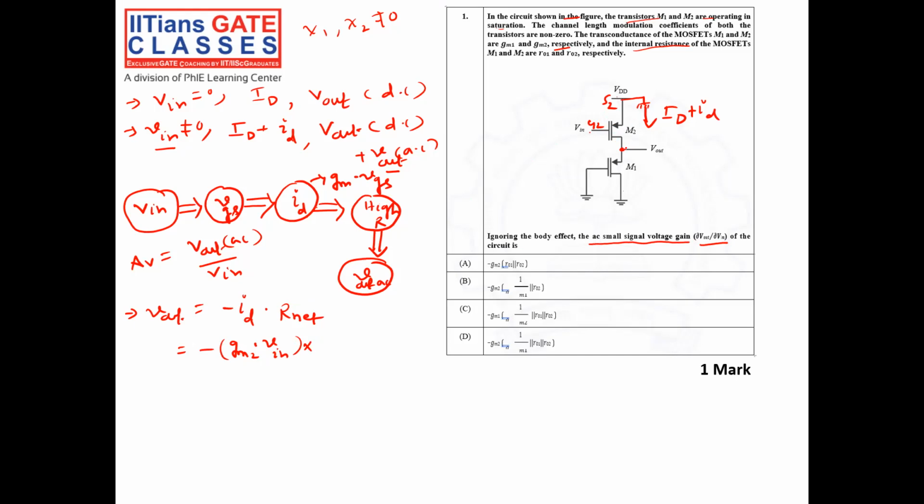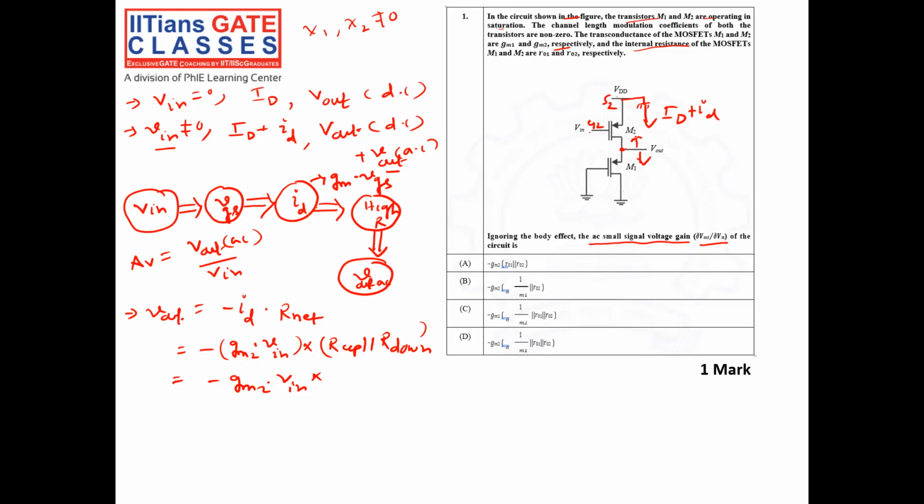So it is a composite of two resistances, right? The resistance at the output is the resistance looking upward, parallel to the resistance looking downward. So I can say R up in parallel to R down. This is my output voltage, so V out is equal to minus GM2 into V in into R up.